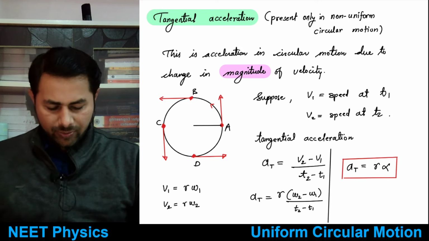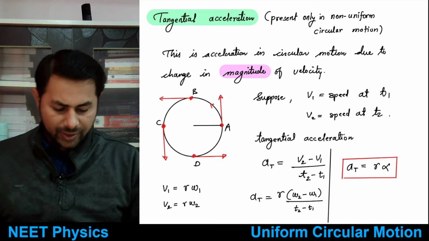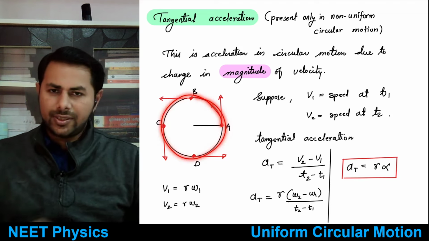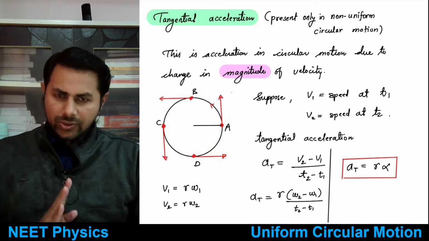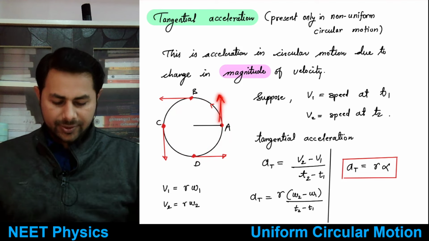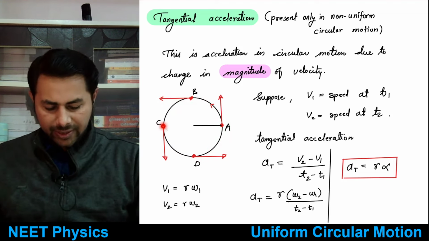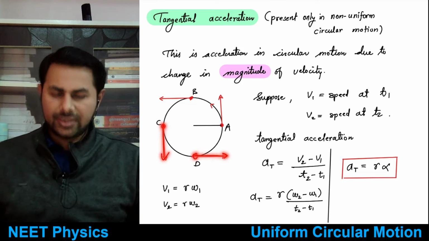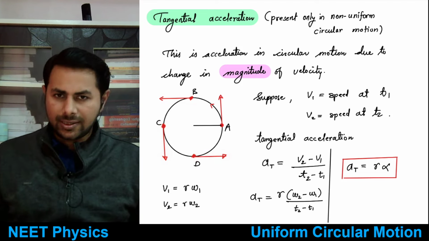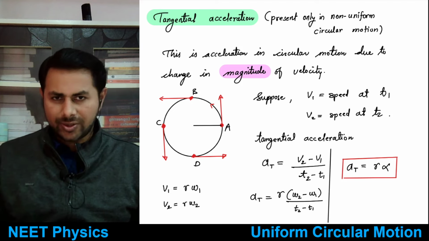For example, this is that stone which is tied to a string and you whirled it in this circle. At this point its velocity will be directed like this. At point B the velocity is directed like this. At point C the velocity is directed like this, and at point D the velocity is directed like this. So velocity is directed along the tangent, that's why it is called tangential velocity.